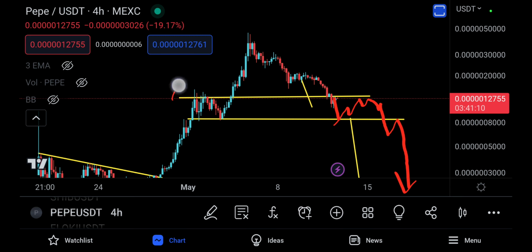So what are you doing? You're making this left shoulder, you're making the head, and you're creating this right shoulder. This is your neckline, and based on the chart pattern rules, that's where you're meant to really go. If I'm wrong, tell me that I'm wrong. That would be appreciated. We don't have ego. Tell me, hey, I think I have a different idea. It's going to be appreciated.